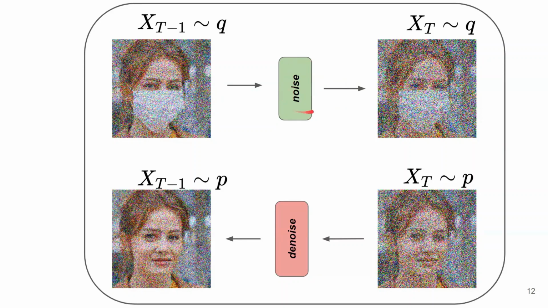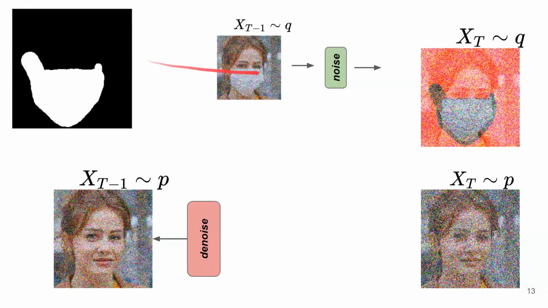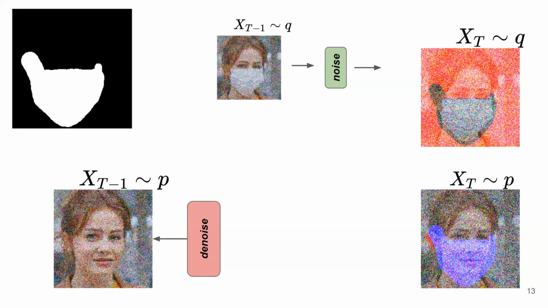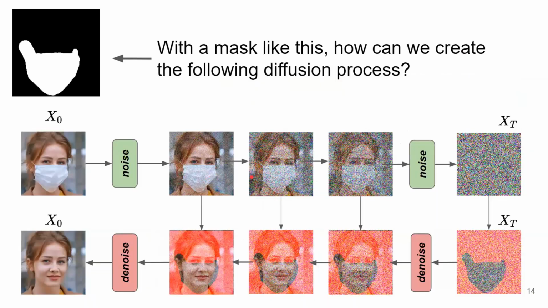In just one step of the noising process, you noise to xt-1, so you get an xt from q. And in denoising, you have the xt from p, and you denoise it into an xt-1 from p. So let's just reorganize a little bit. In the noising step, we have this mask. We take the known part, which is the red part here, and we unmask the xt from q, and then we mask the unknown part, which is the blue part here, in the xt from p, and then we combine them together. In this way, we have a masked xt from p. Then we use this masked xt from p instead of the original xt from p, and we use that to denoise into that xt-1. And when we plug it back, we will have something like this, right?